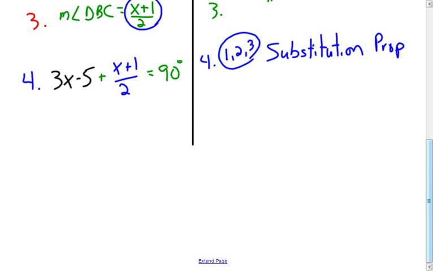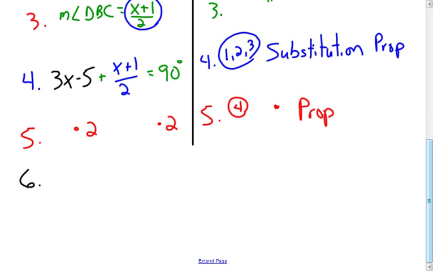I don't know if you guys are anything like me, but I really don't care for fractions if I don't have to use them. Sometimes they're great, and sometimes they're just kind of a pain. So right now I'm going to get rid of them. I'm going to multiply the left side by 2, and I'm going to multiply the right side by 2. This will be reason 5. I'm going to use the little times sign, multiplication property. In order for me to do that, I needed line 4 to kind of tell me that I was going to multiply. I'm going to move down here to statement and reason 6.